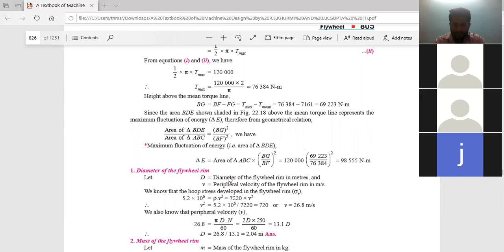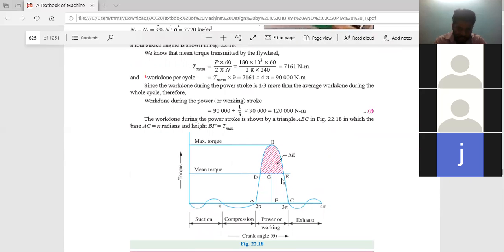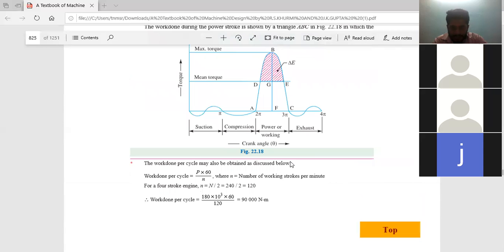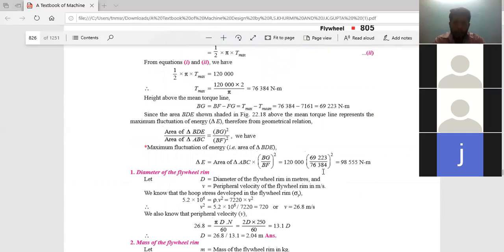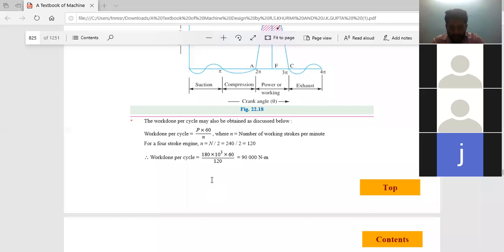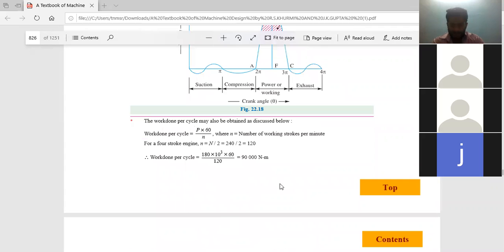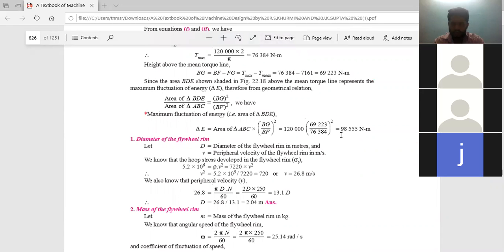What is the area of triangle ABC? It is nothing but the total work done during the power stroke, which we have already calculated: 120,000 Newton meter. So 120,000 into BG square, where BG is 69,223, divided by BF square. BF is nothing but T max, which we have also calculated, that is 76,384. If you solve this expression, you will get the area of triangle BDE, which is nothing but the maximum fluctuation of energy. That means the maximum fluctuation of energy delta E is equal to 98,555 Newton meter. Is the step clear?